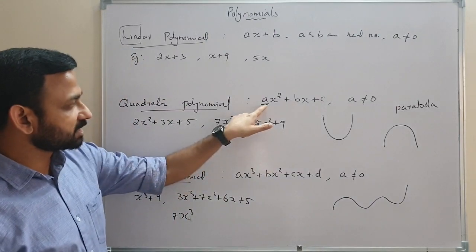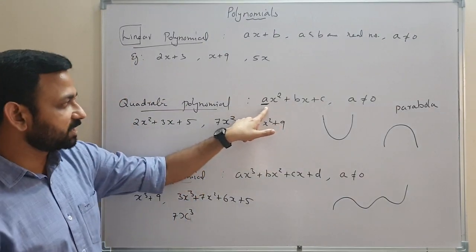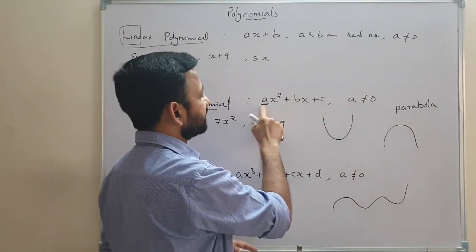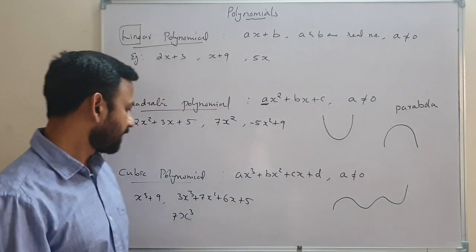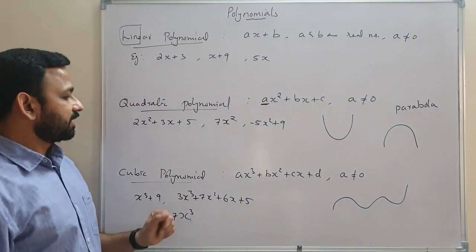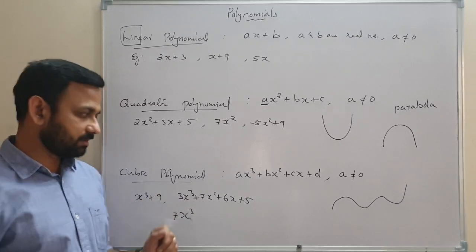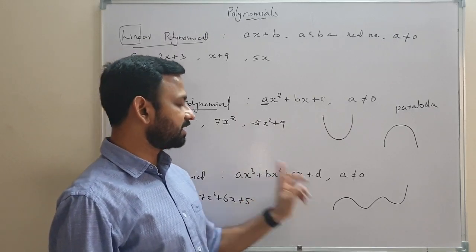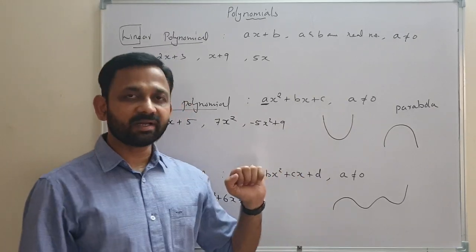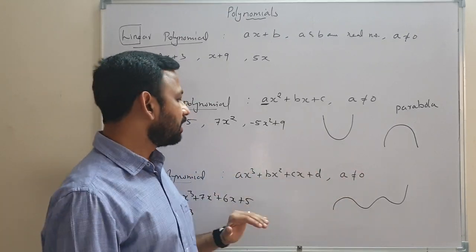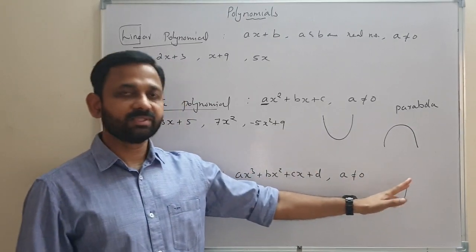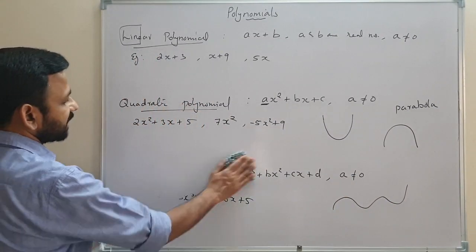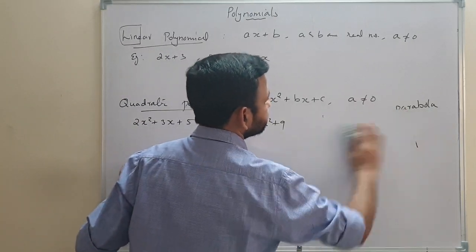It opens upward or downward, that depends on the sign of a, the coefficient of x square. If it is positive, it opens upward, and if it is negative, it opens downward. Then third one is cubic polynomial, third degree polynomial in one variable, the standard form ax cube plus bx square plus cx plus d, where a, b, c, d are real numbers and a not equal to 0, and here also we get a curve. So that is cubic polynomial. Now we can take one example of linear polynomial.